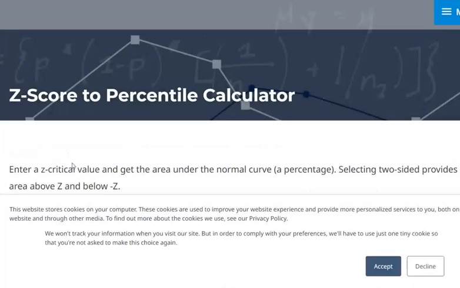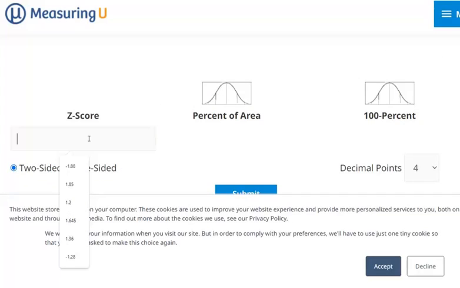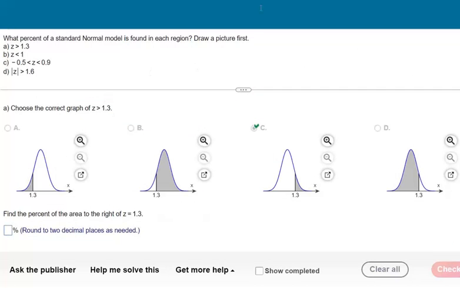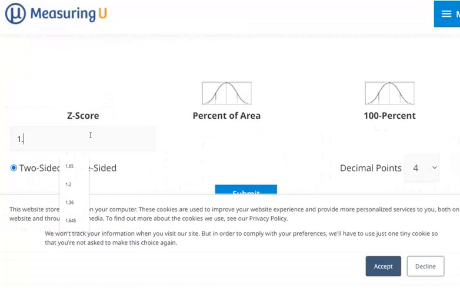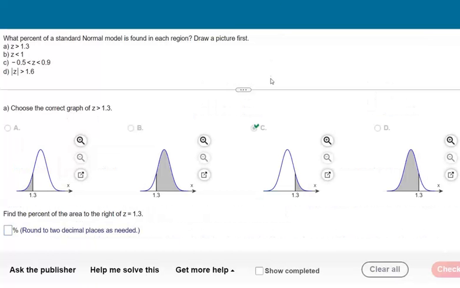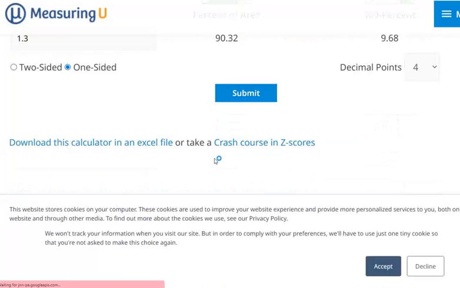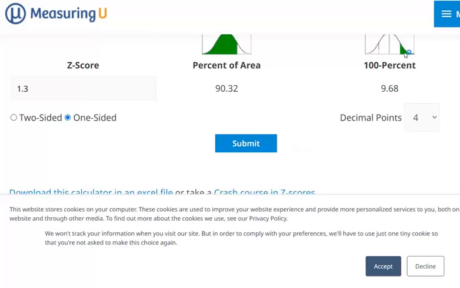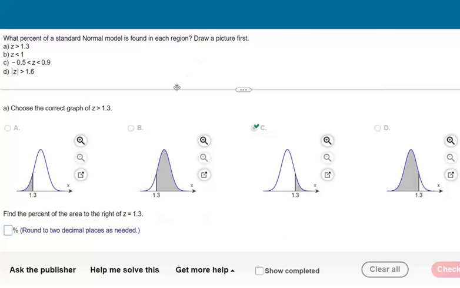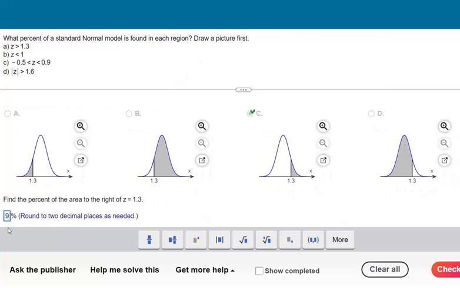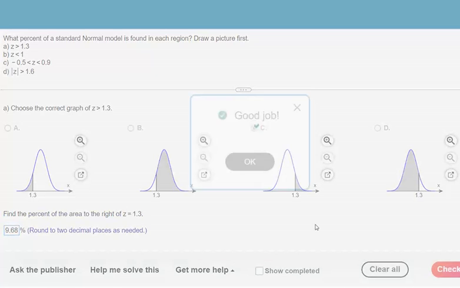If you go to this website, this lets you type in a z-score and convert it to a percentage. So the z-score for this problem was 1.3, and it's one-sided, right? Because a two-sided interval would have two shaded areas. This is one-sided, just a right tail. So I'm going to click one-sided, hit submit. And then I want to use this one over here, the right tail, the 9.68. To 2 decimal places, so 9.68% is what I got.